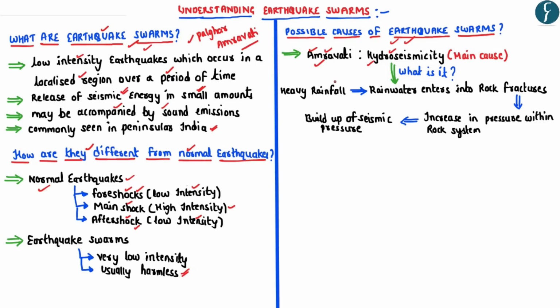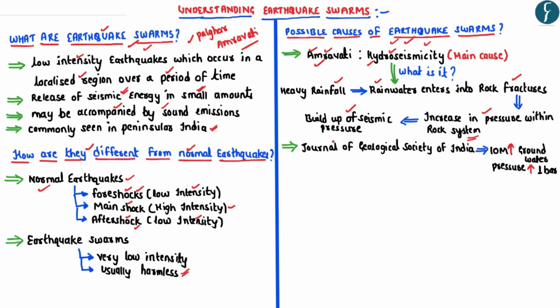Now, whenever an area receives a high amount of rainfall, in such cases, the rainwater enters the fractures formed within the rock system. And this entry of water into the rock fractures leads to an increase in the pressure of the rock systems. And because of this, seismic pressure builds up beneath the earth's crust. And such seismic pressure may get released in small amounts, leading to earthquake swarms. For example, according to the Journal of the Geological Society of India, for every 10-meter increase in the groundwater level, the pressure within the rock system may increase by up to 1 bar.